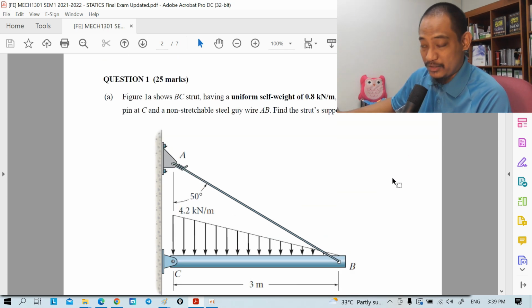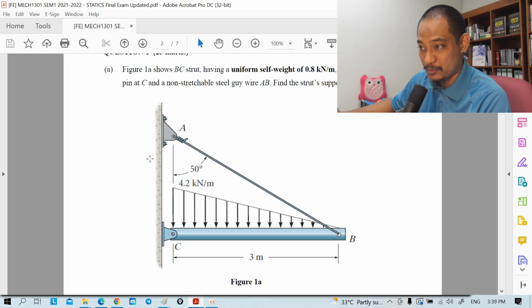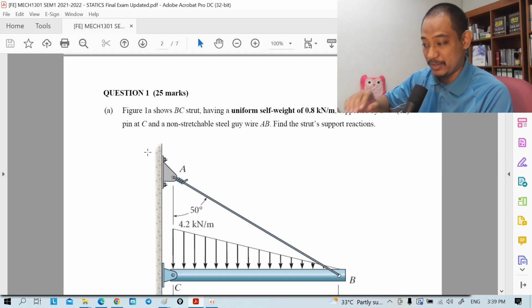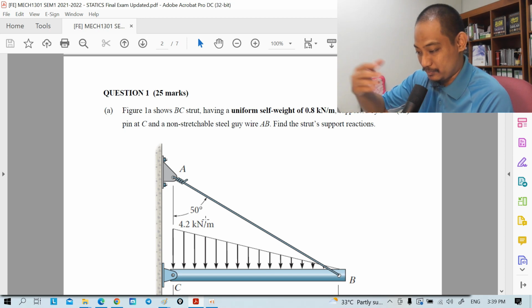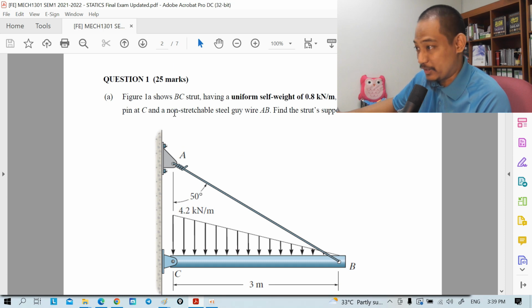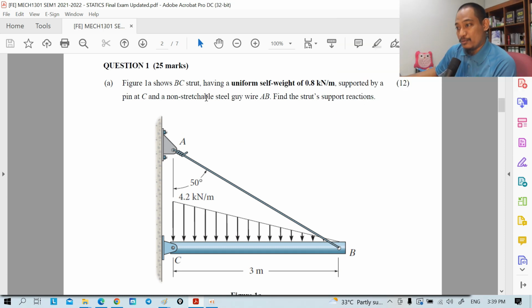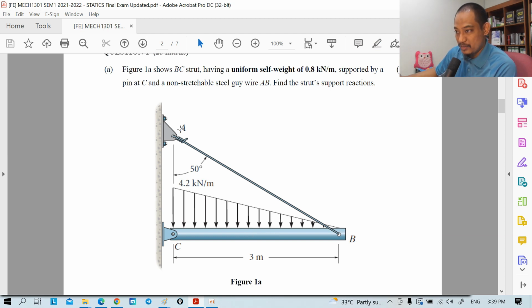As you can see here, for question 1 there's A and B, which are totally different questions. Within this first 45 minutes, almost 5 minutes are already up, so we have 40 minutes left. We should be able to solve question 1A and 1B. Without further ado, let's address this question. Now, question 1A. Figure 1A, which is this one, show strut BC. Show BC strut. So this is BC here.